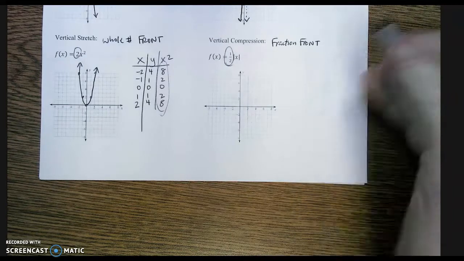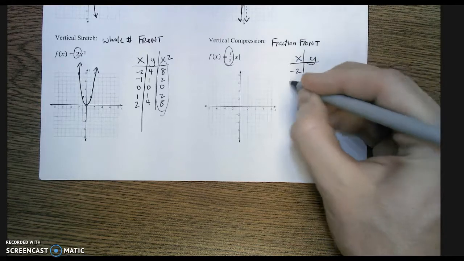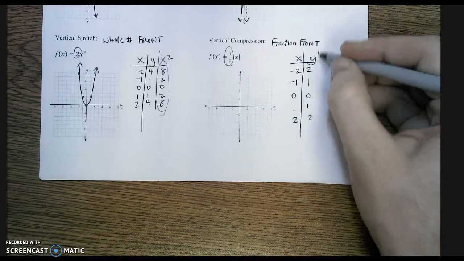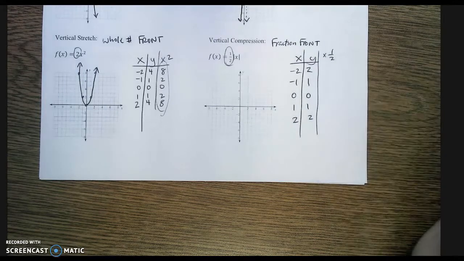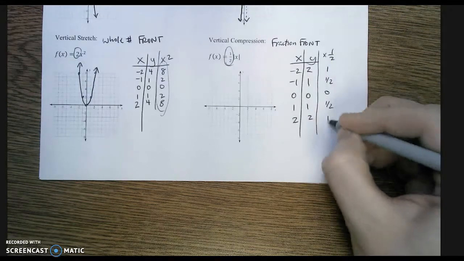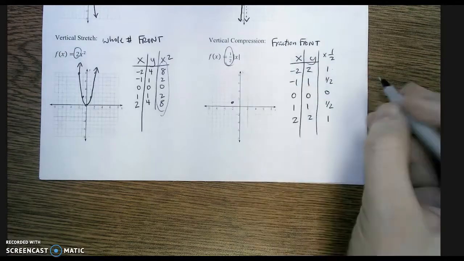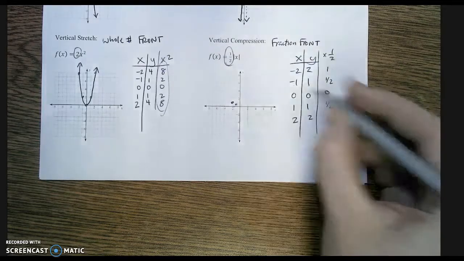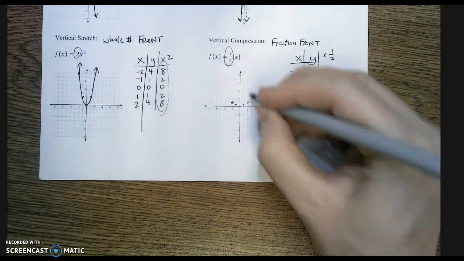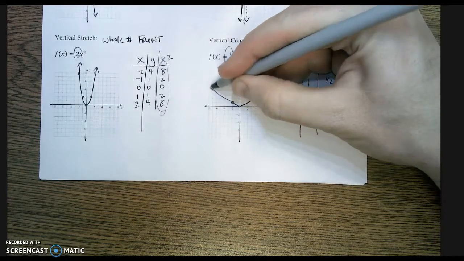Here, I've got a 1/2 in front. So if we think about our original chart, what we had for absolute value was 2, 1, 0, 1, 2. But here there's a 1/2. So we're multiplying all these y values by 1/2, which would give me 1, 1/2, 0, 1/2, and 1. So I'm going to be plotting -2, 1, and then -1, 1/2, 0, 0, 1 is 1/2, 2 is 1. And so we've got a flattened out or compressed absolute value function.